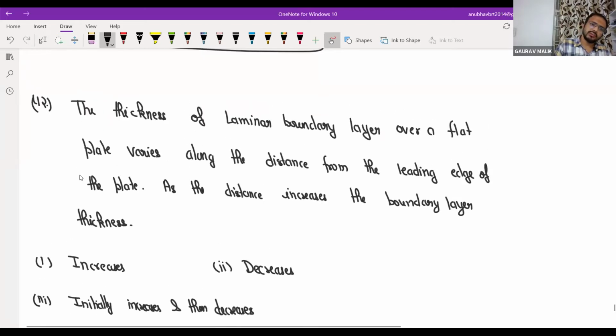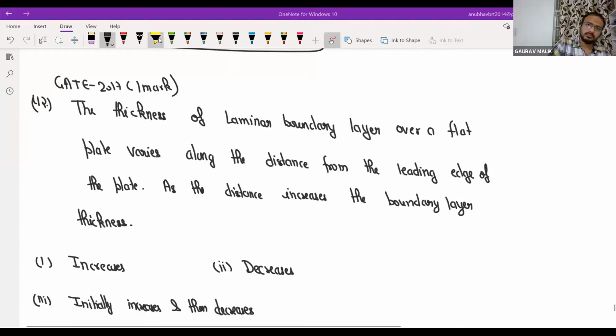This question is GATE 2017, 1 mark. I need the correct answer from each and every student. The right answer of this question is worth 1 mark, 3 marks if you know. Is it clear? Very good. So it will increase if you know the concept. Very simple. First option.